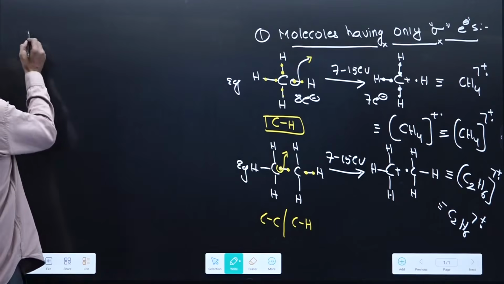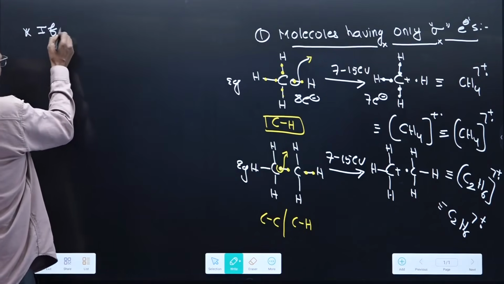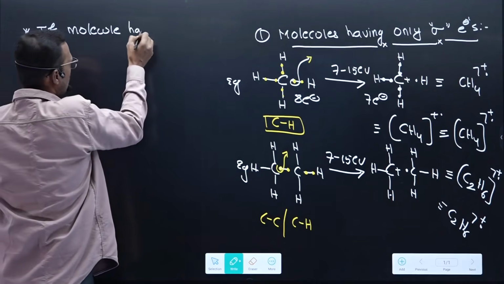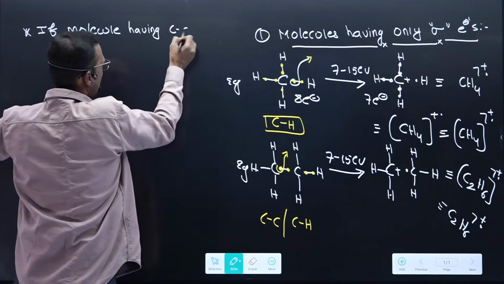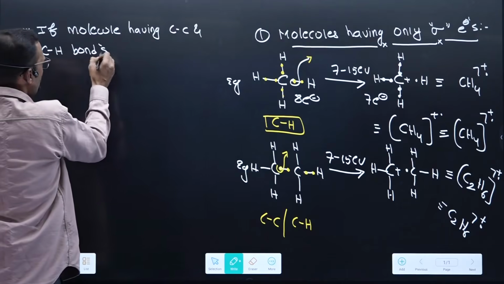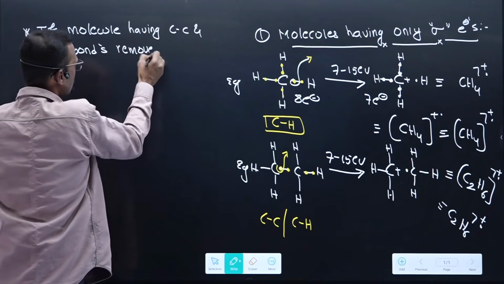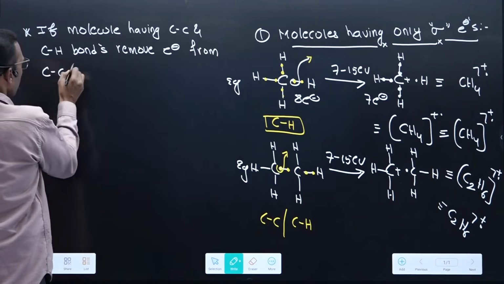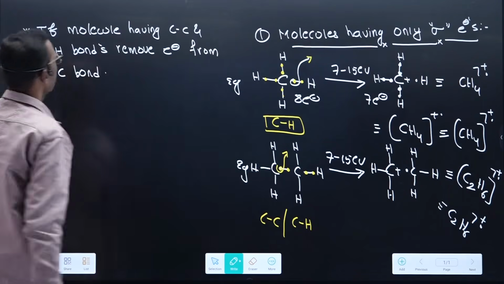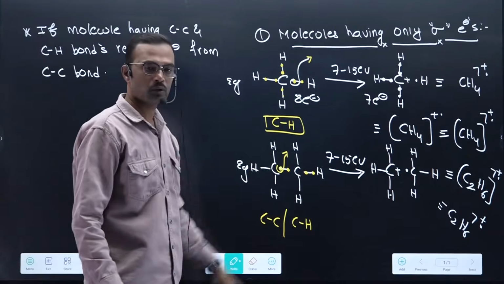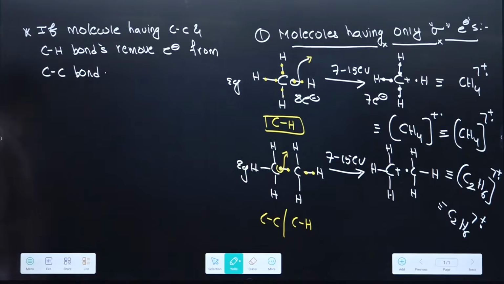Right. Here you write one point. If a molecule has C-C and C-H bonds, from where will you remove the electron? Remove the electron from the C-C bond. If a molecule has C-C and C-H bonds, try to remove the electron from the C-C bond during electronic impact.